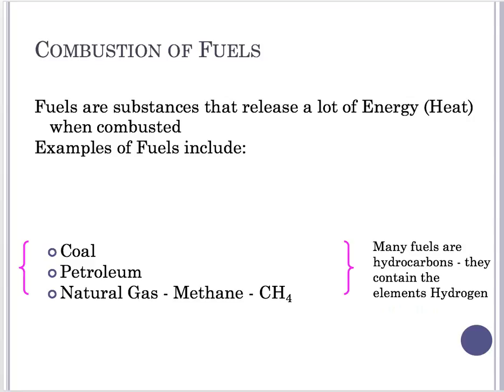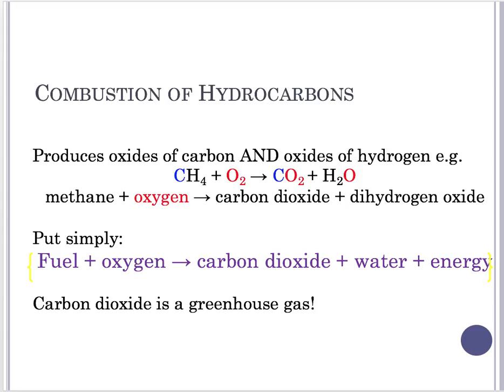Fuels are substances that release a lot of energy as heat when combusted. Examples of fuels include coal, petroleum, and natural gas. So when there's no H in it, it's just a carbon. When there's CH4 or other varieties, it's called a hydrocarbon. So many fuels are hydrocarbons, they contain the element hydrogen. So, the combustion of hydrocarbons produces oxides and carbon.